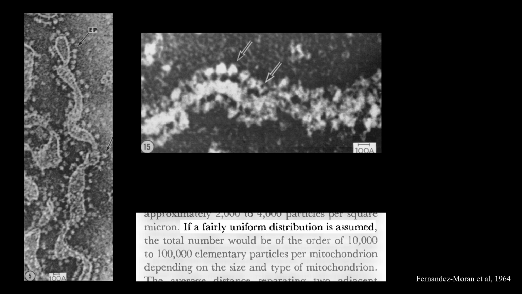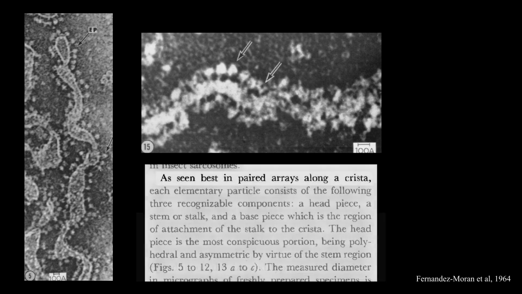If a fairly uniform distribution is assumed, the total number would be of the order of 10,000 to 100,000 elementary particles per mitochondrion, depending on the size and the type of mitochondrion. As best seen in paired arrays along a crista, each elementary particle consists of the following 3 recognizable components: a headpiece, a stem or stalk, and a base piece, which is the region of attachment of the stalk to the crista. The headpiece is the most conspicuous portion, being polyhedral and asymmetric by virtue of the stem region.